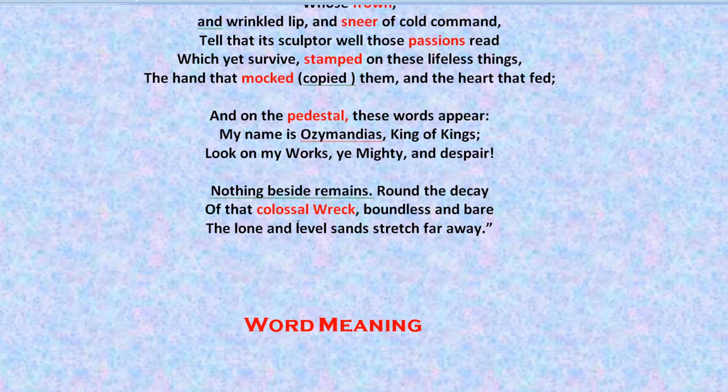So the poet in the last lines is saying that nothing beside remains round the decay. As time passes, nothing remains there. कोई भी ऐसी चीज़ नहीं है जो बची रह जाए. ठीक है? Of that colossal wreck, boundless and bare, the lone and level sands stretch far away. Okay, and on that sand जहाँ पर वो statue थी, there was nothing, everything was destroyed.